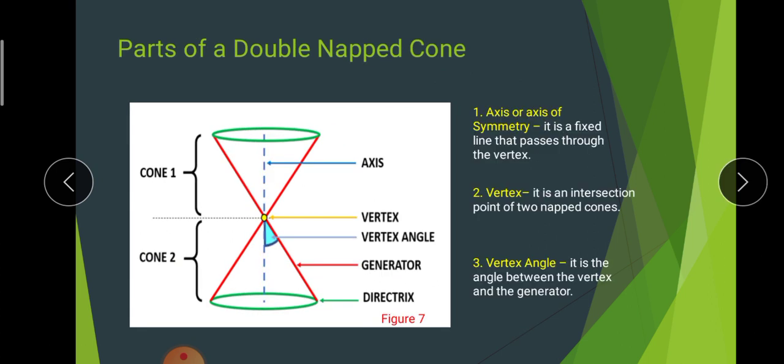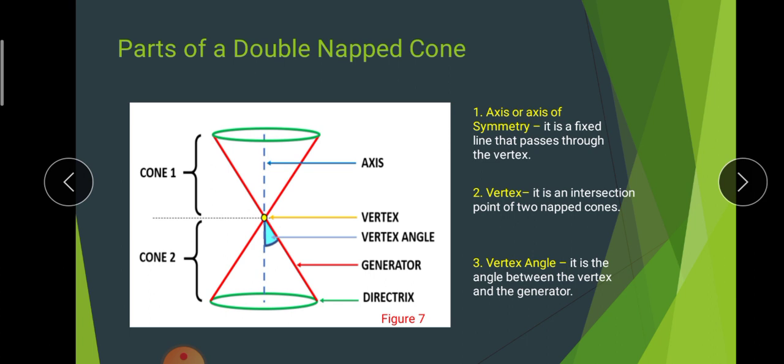Number 1. Axis or axis of symmetry. It is a fixed line that passes through the vertex. Sa figure 7, yung blue na broken lines ang axis of symmetry. Makikita nyo din na nagpapass siya sa vertex.